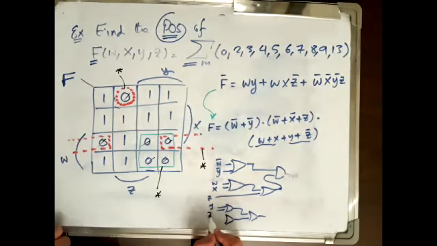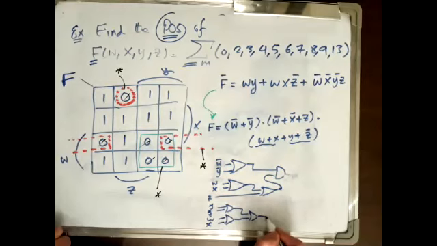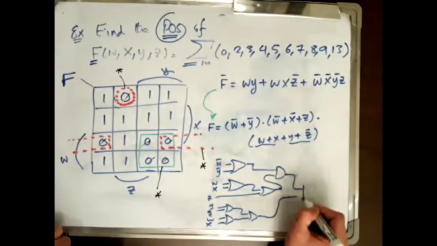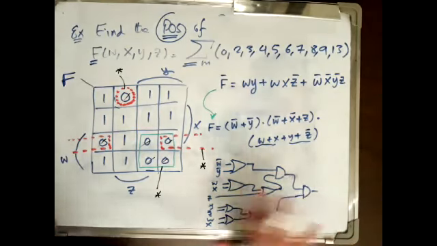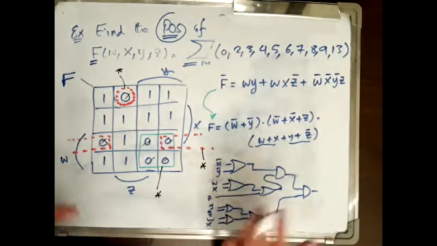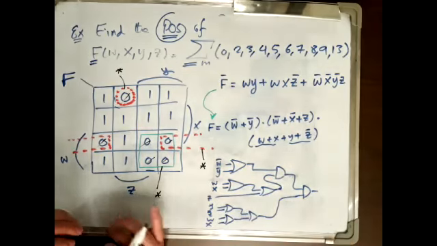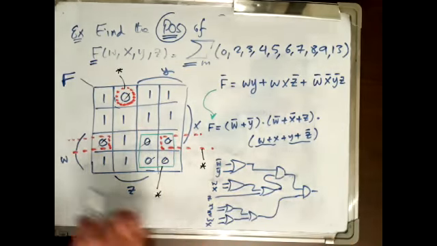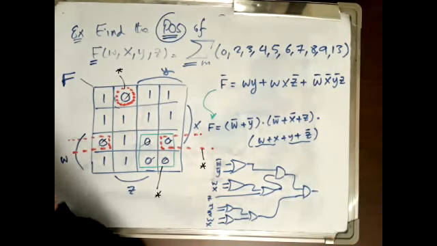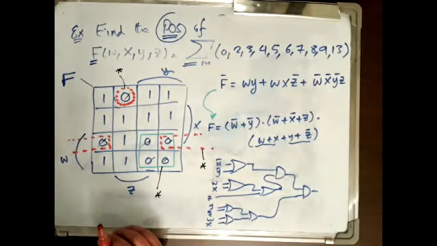So it is Y, Z bar, here we have WX, then the result of this, you AND it with this. Of course, we can make it look prettier by using three input and four input gates. But I did it this way in order to calculate the cost simply.